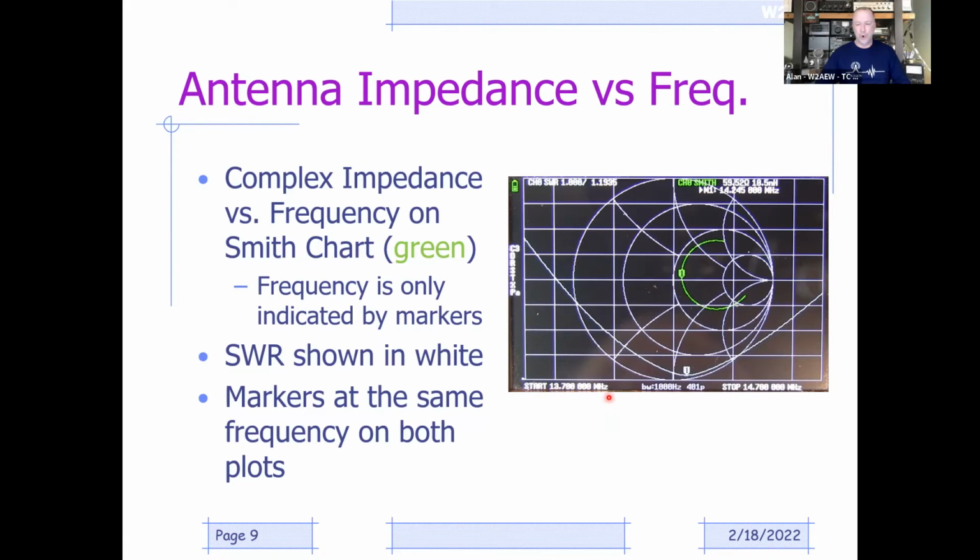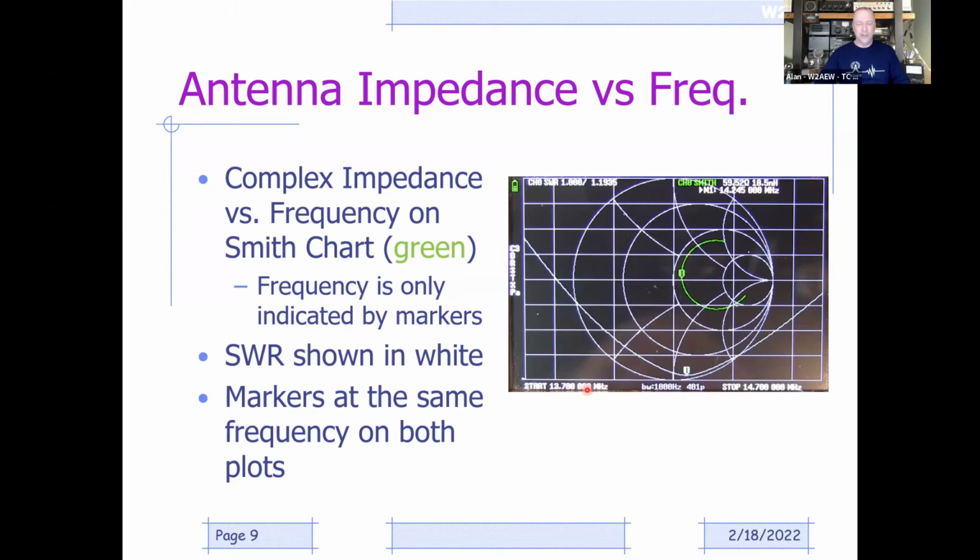And since we plotted over a frequency here, we're seeing a trajectory, if you will, or a curve representing the impedance that the antenna system is presenting at different frequencies. Okay, so in this case, our complex impedance versus frequency is shown in green. The frequency is only indicated by the markers. On a Smith chart, there's no axis that tells you what frequency you're at. So the only way you really know where you are in frequency is by placing markers on there.